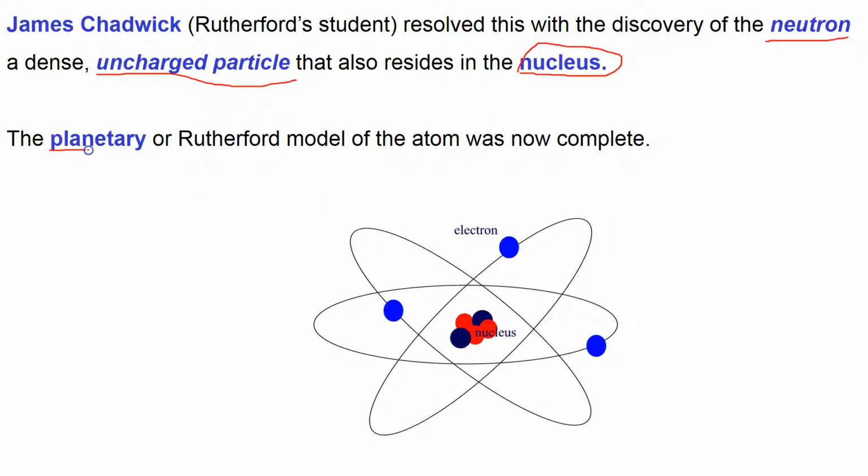So now we have the complete planetary or Rutherford model of the atom, where we have a positively charged nucleus composed of neutrons and protons, and then at great distance from that nucleus we have very small electrons, and they orbit the nucleus like planets around the sun. The neutrons and the protons are very, very heavy in comparison to the electrons, and most of the mass of your atom is concentrated in this nucleus.